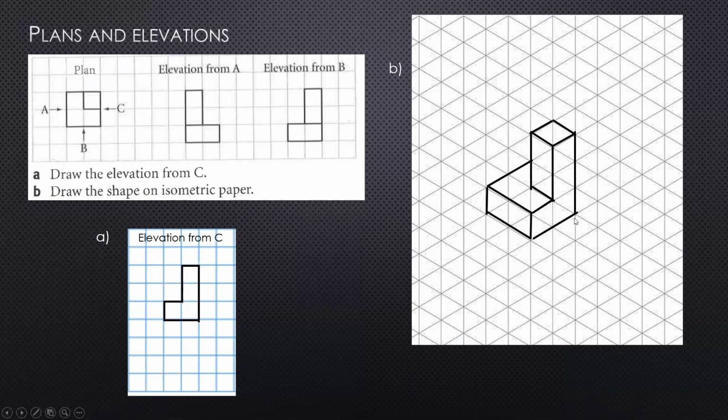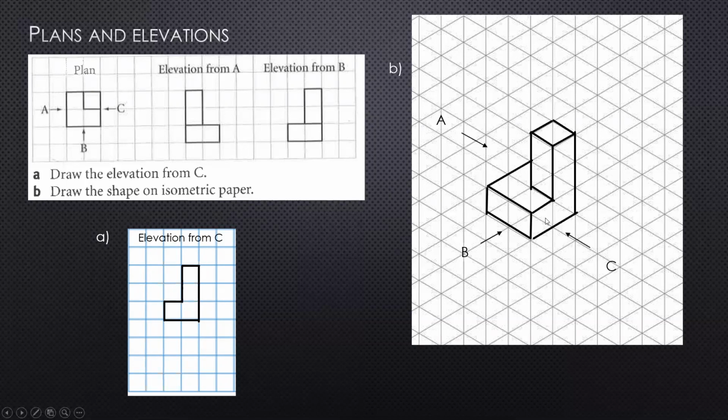So C is from this side, A is from this side, P is from the top, and B is from here. You can compare the answer with these ones. You have C, this one, and the one sticking out is actually this part, and this is the one from C. So you can see the L here, the opposite L shape.